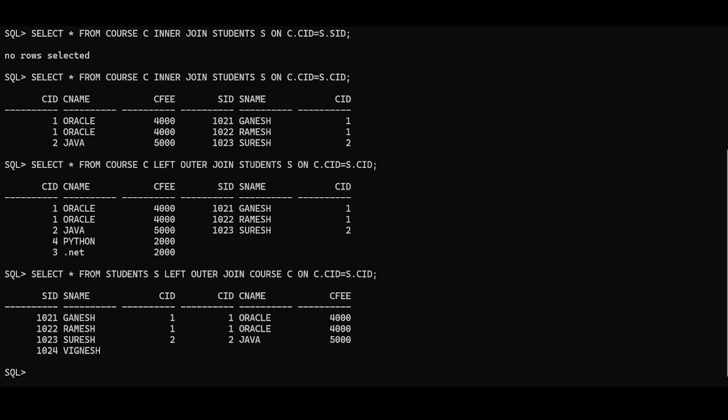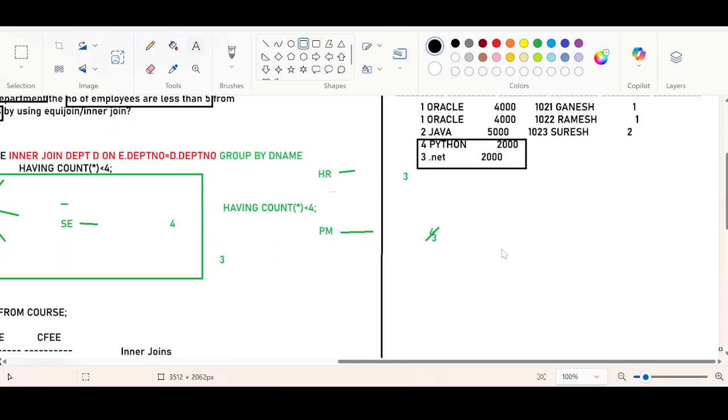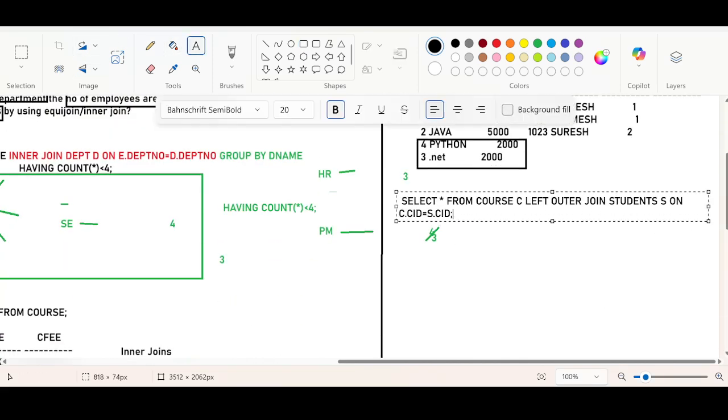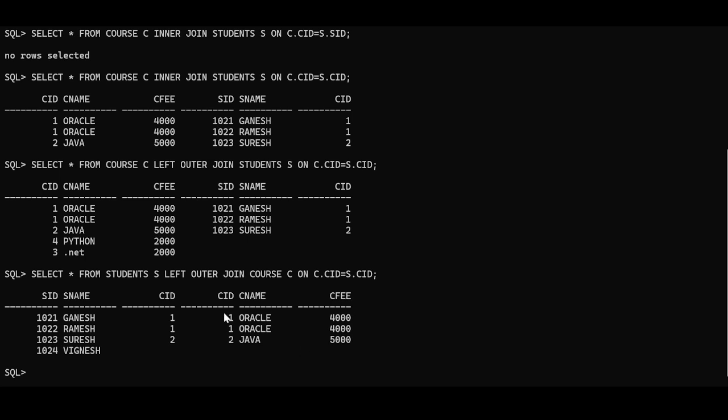Example of outer join and left outer join.